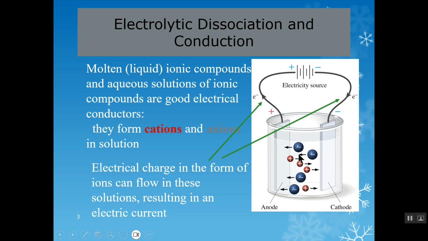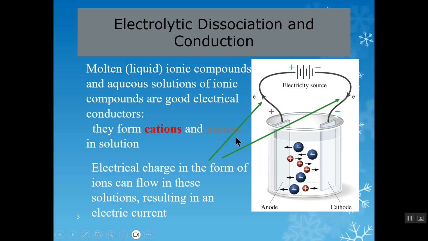So what's going to happen is that the negative ions will be attracted to the positive electrode, the anode, and the positive ions will be attracted to the negative electrode, which is the cathode. And that's the reason why the negative ions are called anions, because they're attracted to the anode, and the positive ions are called cations because they are attracted to the cathode. So therefore, as a result, throughout this whole system, you're going to have an electric current flowing through it, all right?